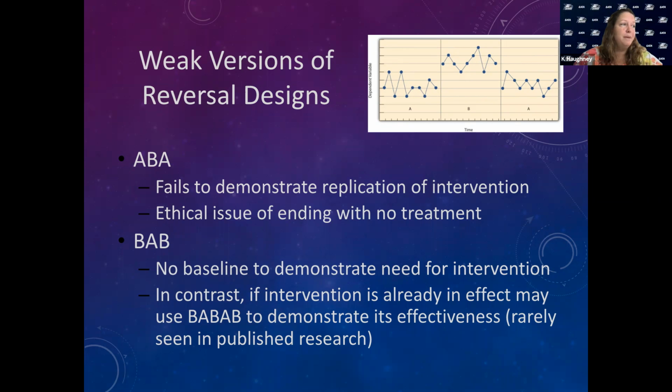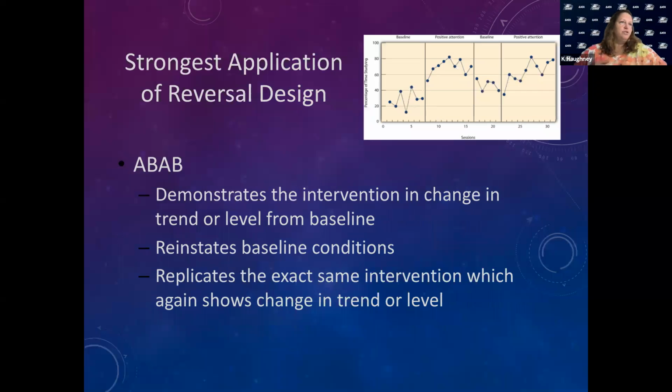Another one would be BAB, where there's no baseline to demonstrate the need for the intervention. And then you're jumping in and demonstrating an effect, but it's a little bit more problematic. So the strongest versions of this would be more ABAB, and then variations on the theme. So I see you guys are with me on that one. I'm not going to go into too much detail there.